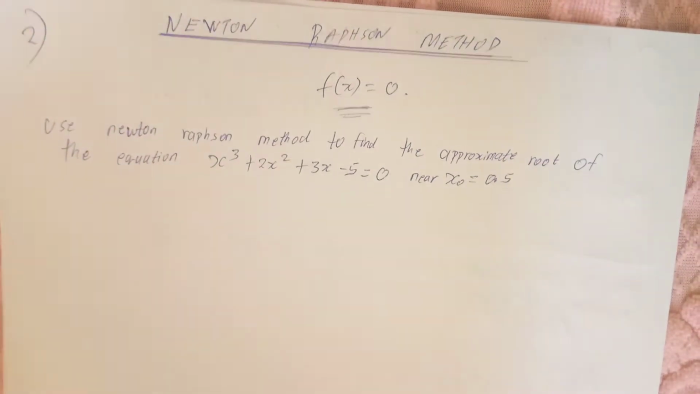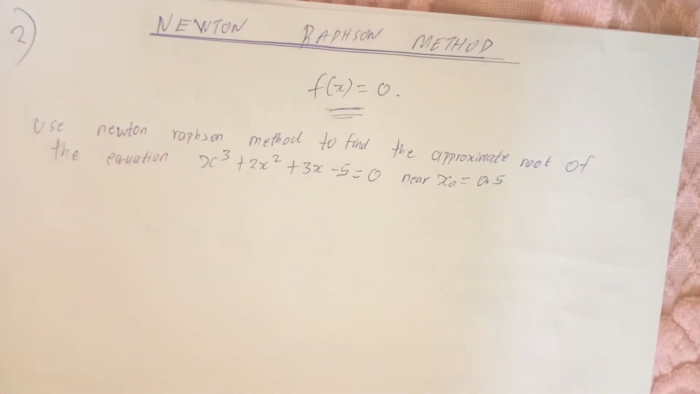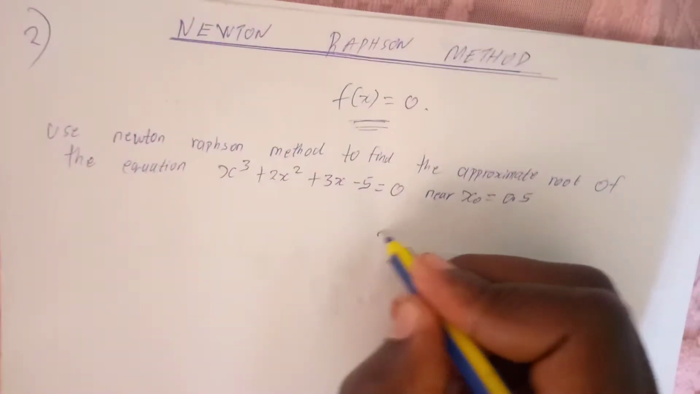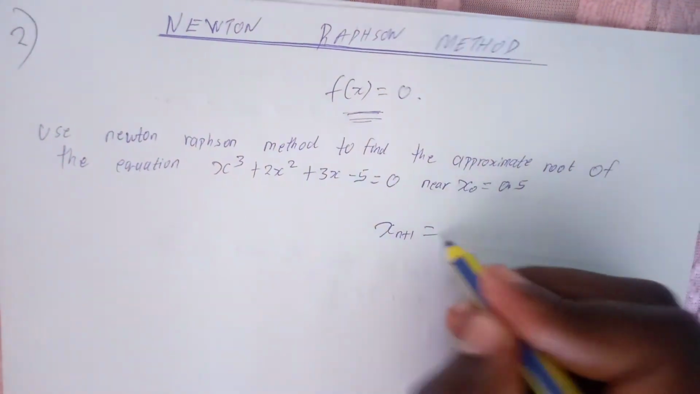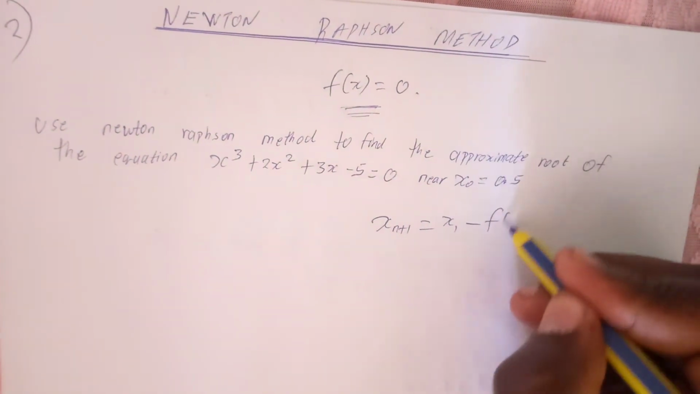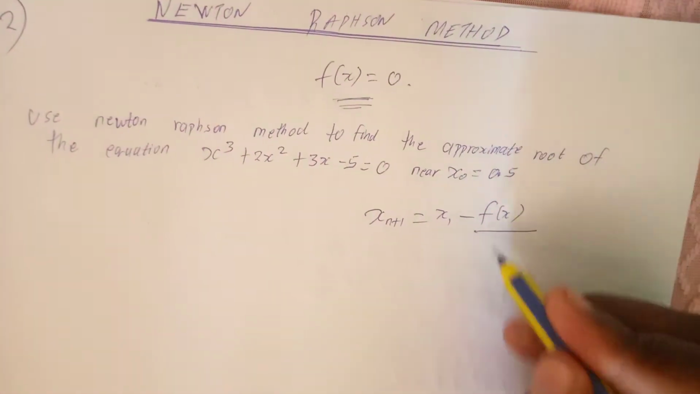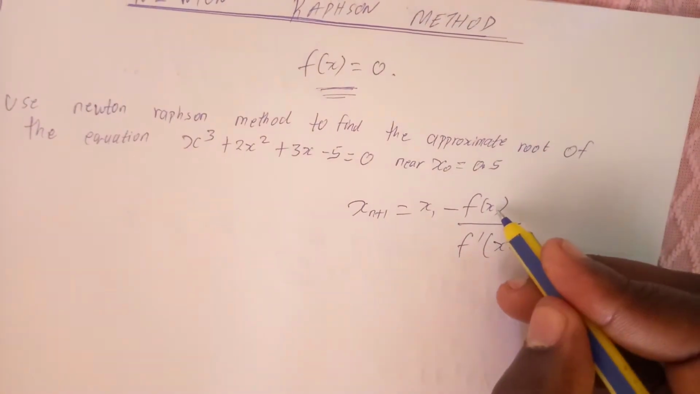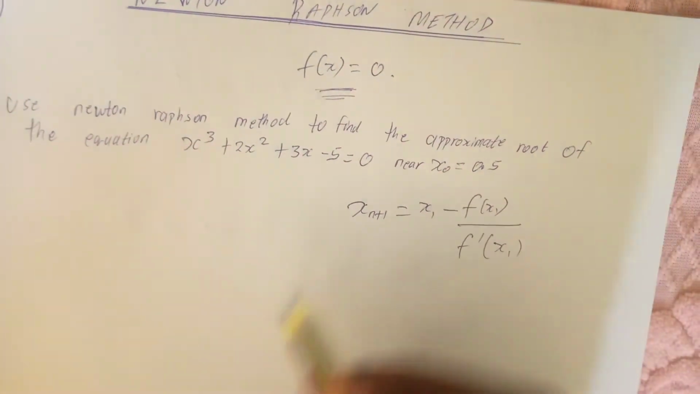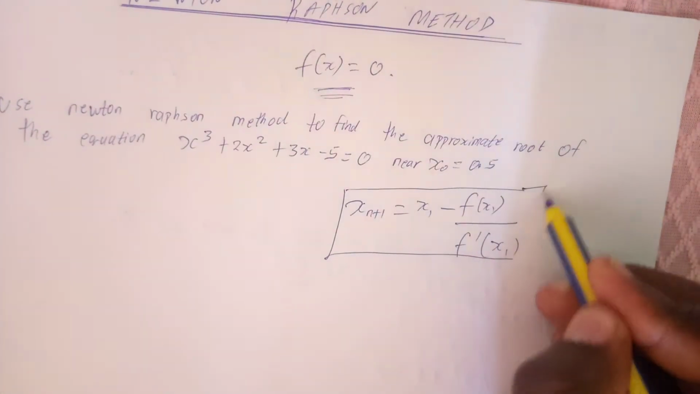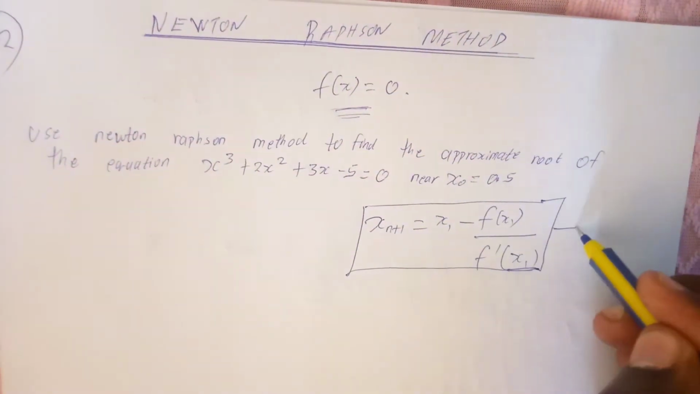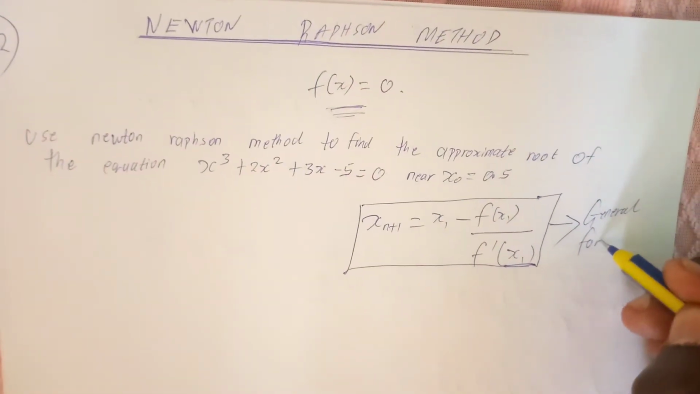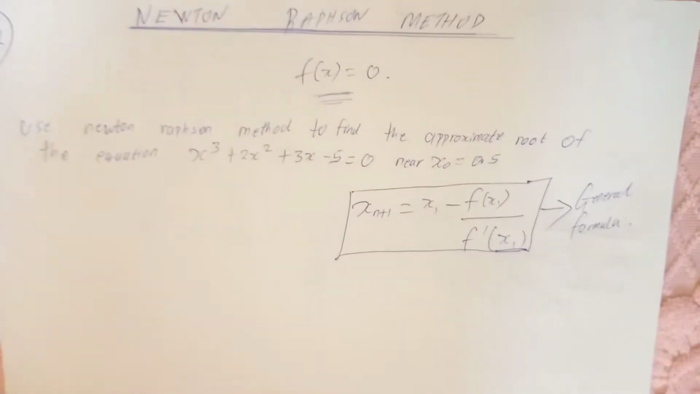First of all, there is a formula, and I hope you saw it in the first video, but I can still write it down. The formula is x(n+1) equals x(n) minus f(x(n)) over f'(x(n)). That's our formula. I told you earlier to remember this always. This is the general formula, and you will always use it.